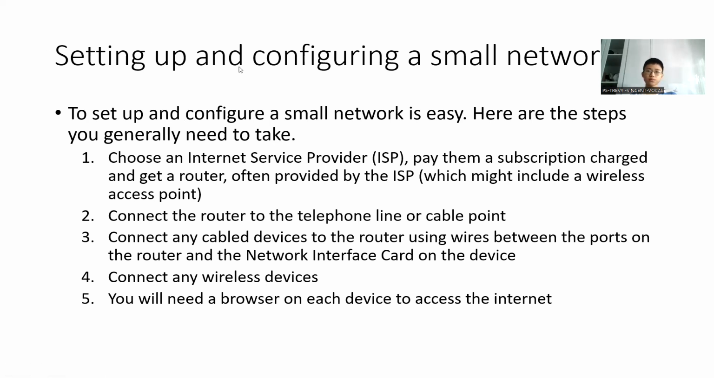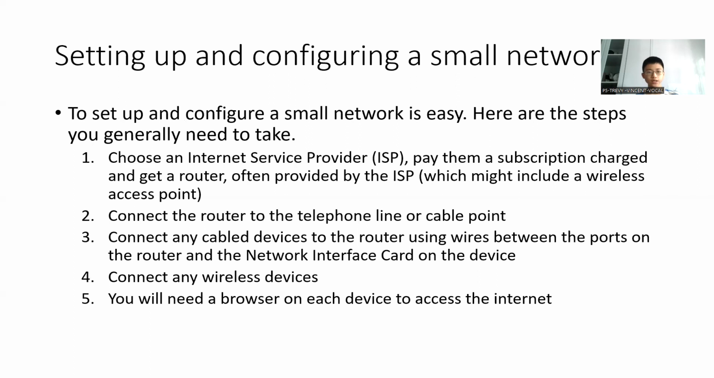So now, how to set up a small network. To set up a small network is easy. The steps are: first, you need to choose an internet service provider, pay them a subscription charge, and get a router, often provided by the ISP. Second, you connect the router to the telephone line or cable point.